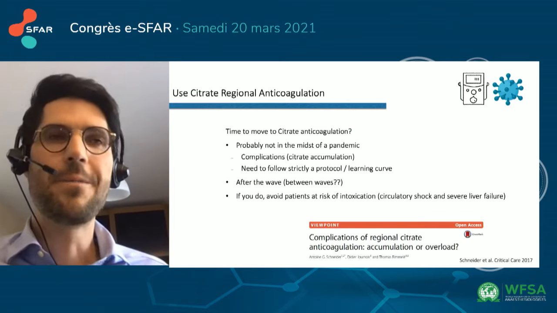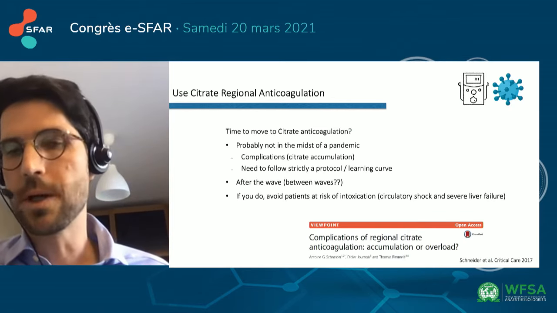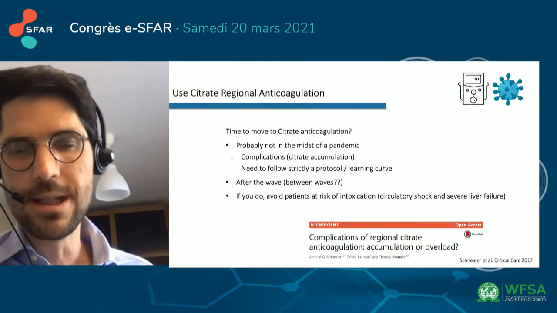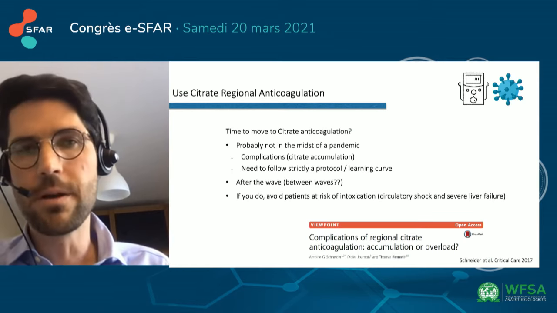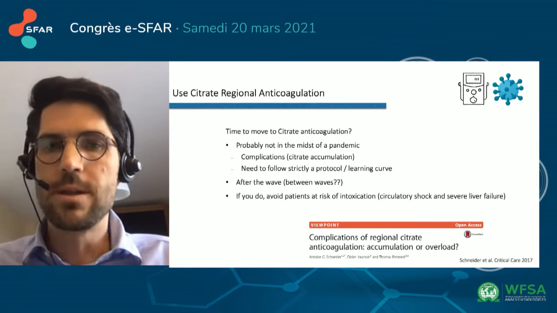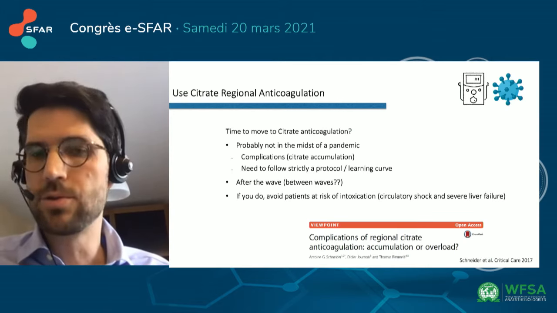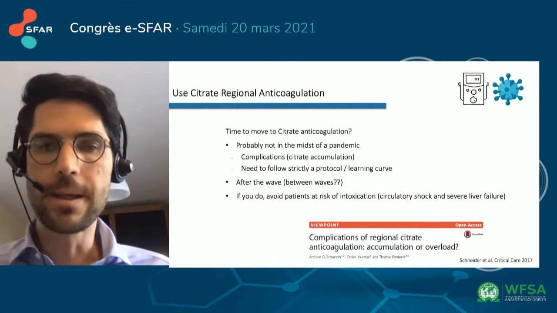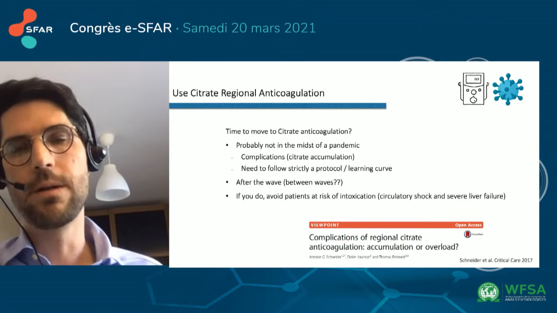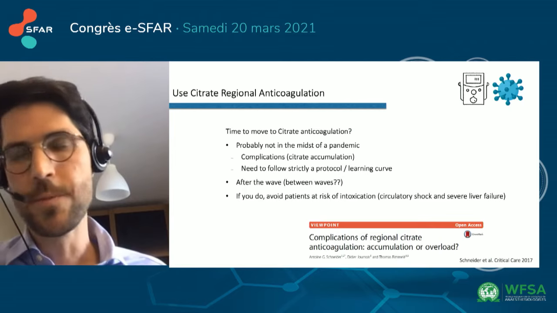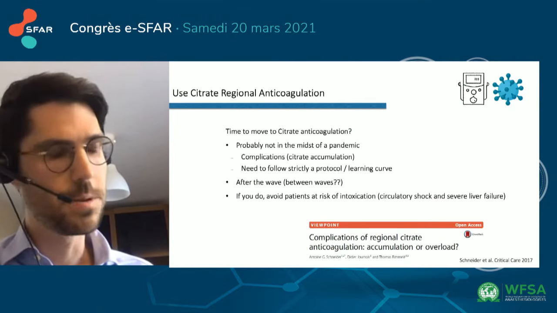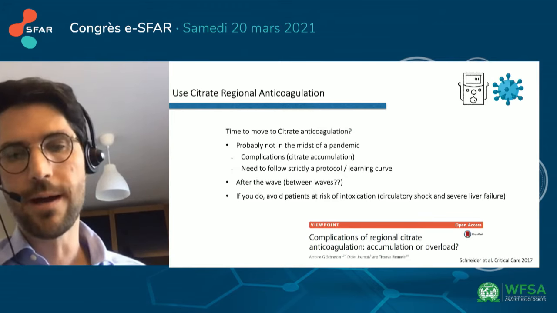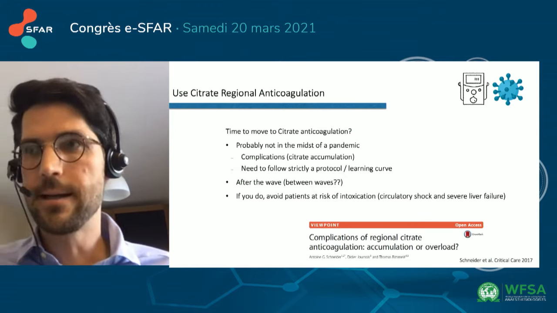Why do I say that? It's because citrate, it's not just a switch on a button. It's a modality for which the team needs to be trained. You need to be familiar with the potential complications, with the issues that might occur and how to deal with them. So you need to have your team focused on this, and it probably cannot be in a period like the one we're living now. But as soon as things go back to normal, which I hope is going to be as soon as possible, of course, then probably consider moving to citrate if you haven't already. Next slide.